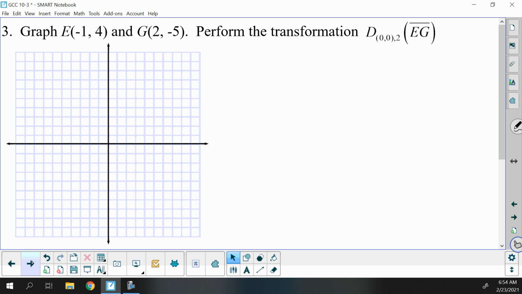So let's see this idea from a coordinate perspective. So we've got E, which is negative 1, 4. So we'll go 1 left and 4 up. And G is 2, negative 5. So using your straight edge, connect those 2 points.